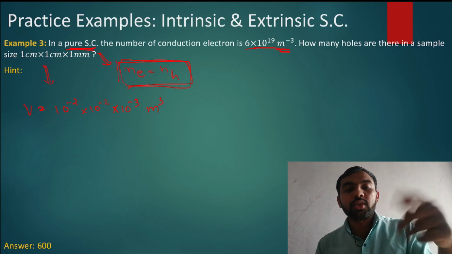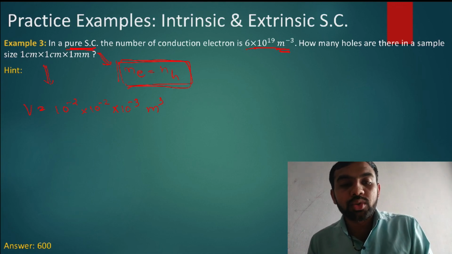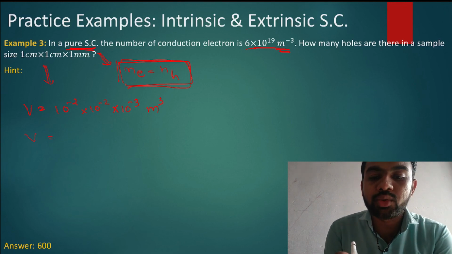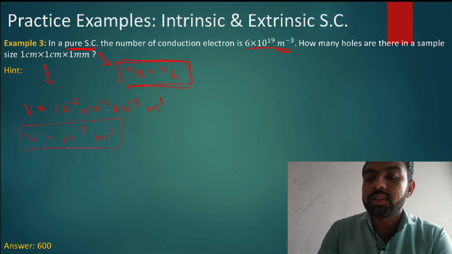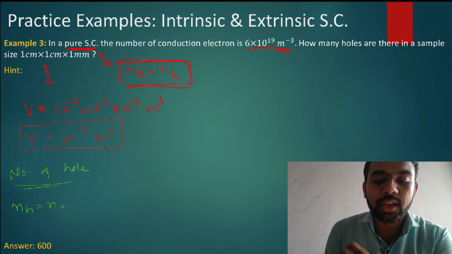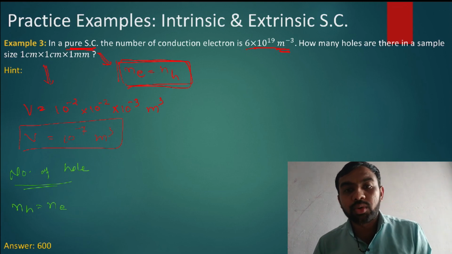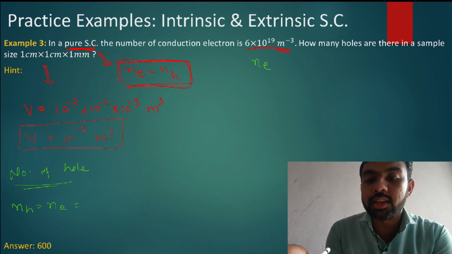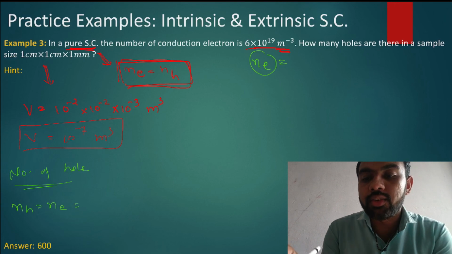मतलब सेंटीमीटर को मीटर में कन्वर्ट करो तो आंसर क्या आएगा, 10 to the minus 2 into 10 to the minus 2 into 10 to the minus 3 मीटर क्यूब. So the final answer is V equal to 10 raised to minus 7 meter cube. So you can simply find the number of holes NH, which is equal to NE. Actually both are the same. What is the given data? Consider it is NE, and right now consider it is N.